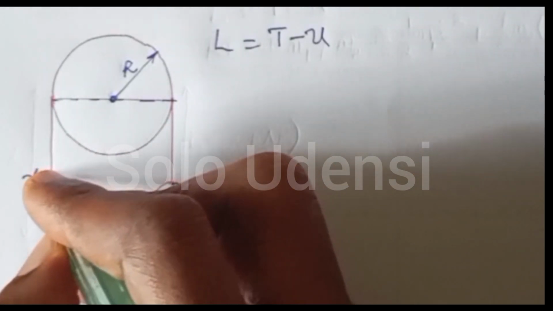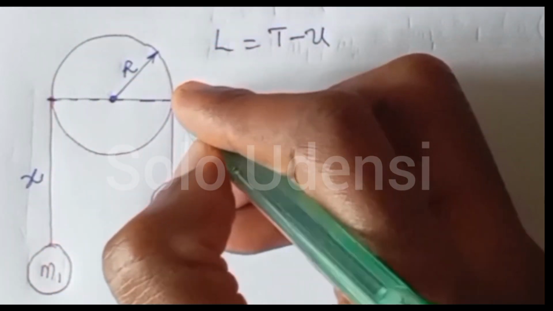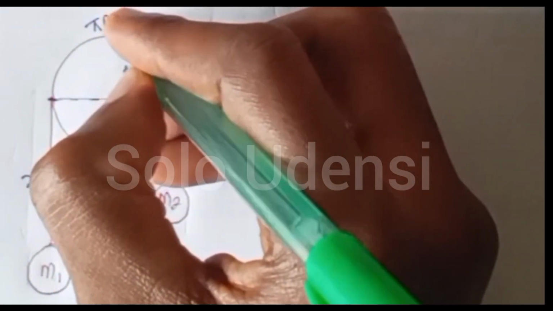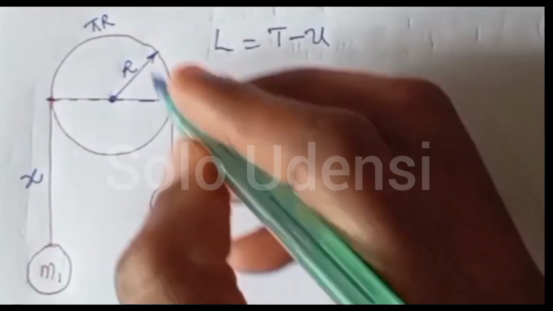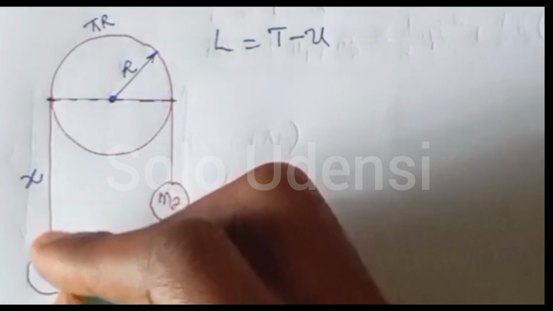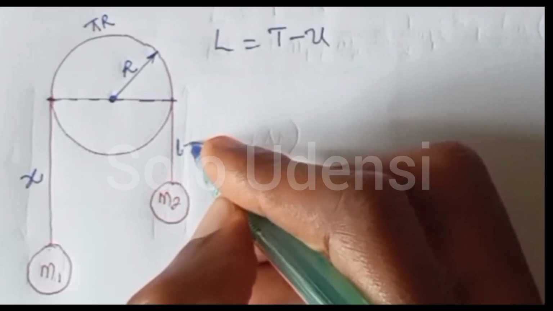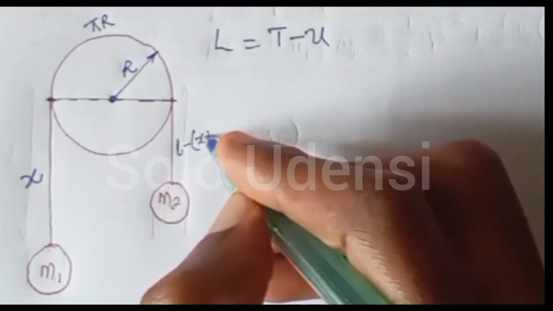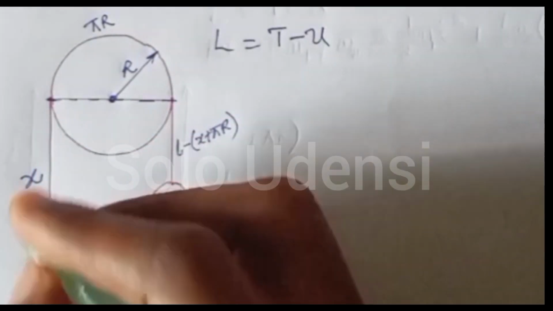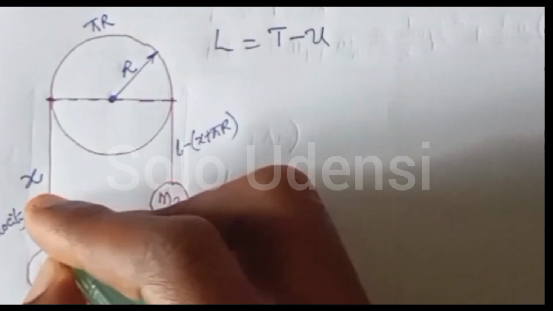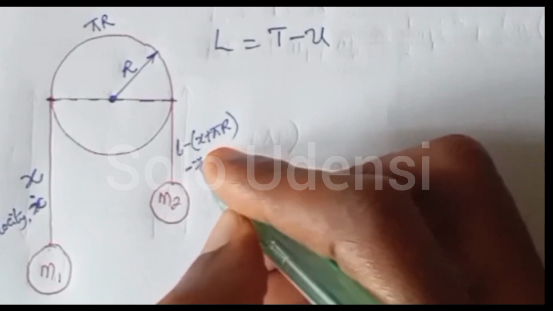So if here is X, from here to around this semicircle is pi r, since the perimeter of a circle is 2 pi r, so half of it is pi r. So from here down to here is L. That means that here is L minus X plus pi r. That means that here the velocity will be X dot, while the velocity here will be minus X dot.